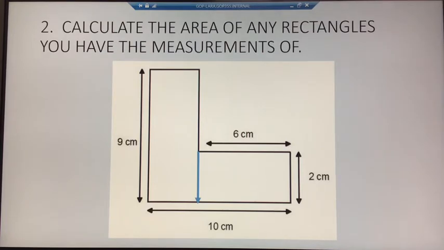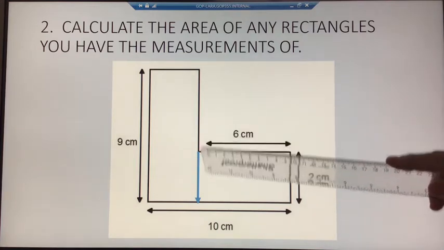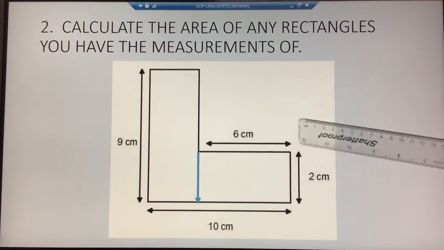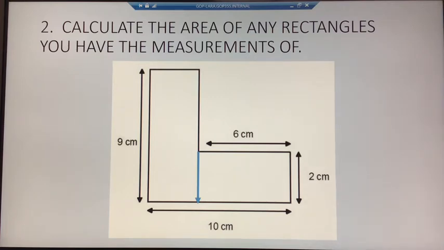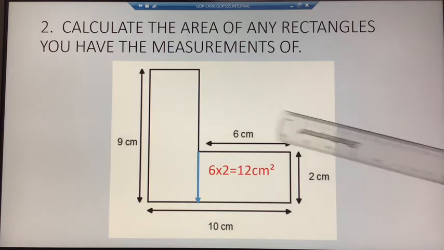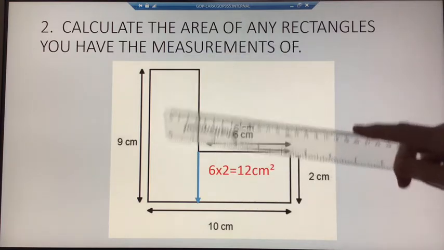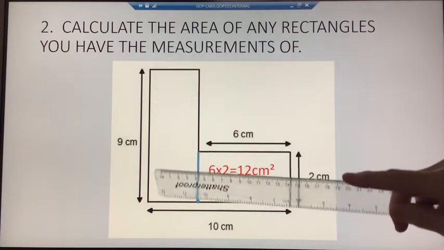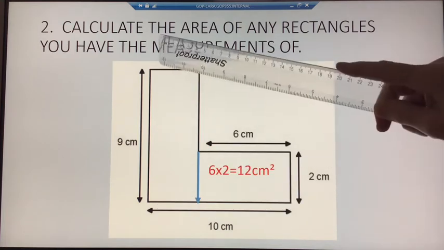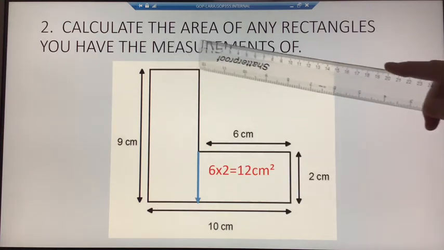When you've done that, you need to then calculate the area of any rectangles that you have the measurements of. So we can see that this rectangle here measures 6 centimetres by 2 centimetres. 6 times 2 is 12, so therefore the area of this part is 12 centimetres squared. But we need to find the area of this rectangle as well. Now I know it's 9 centimetres long, but I don't know the measurement there.